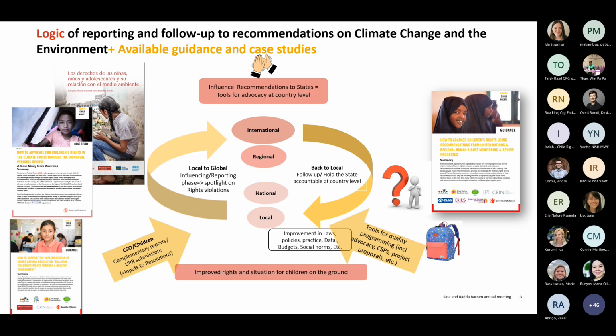And the whole idea is that often we stop there. However, we need to use these recommendations. So back to local, bring those recommendations, use them as tools in our work to ensure quality of programming, quality of our advocacy, of strategic planning, etc. And that's the logic. And there's also a tool which is part of the How to Child Rights series that we can say more about one day to you. But just so you know, there are some tools that can help you in this work.